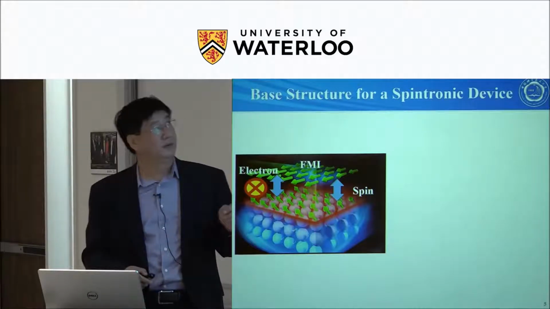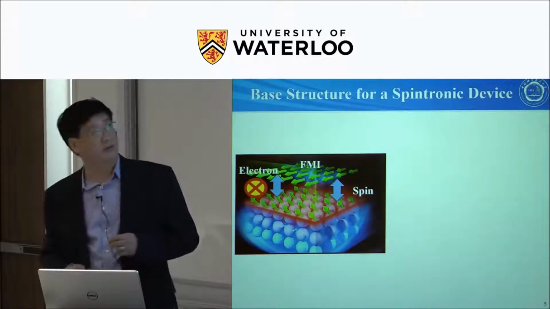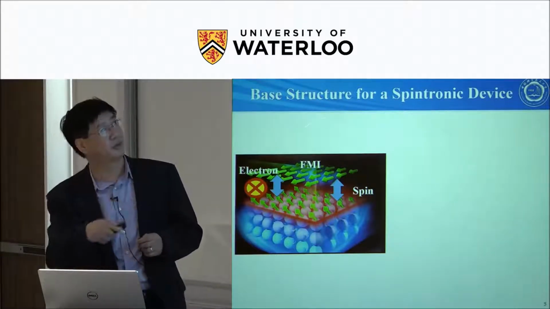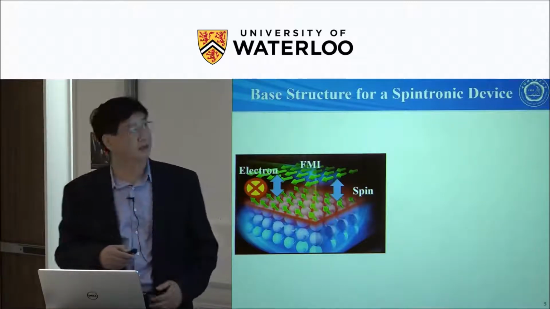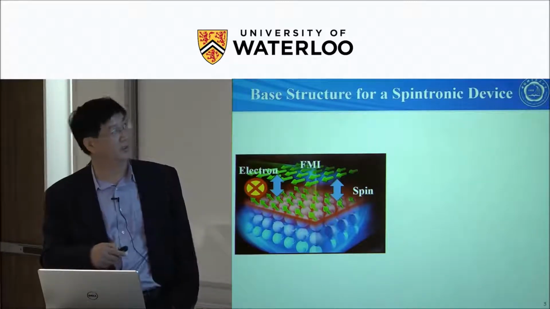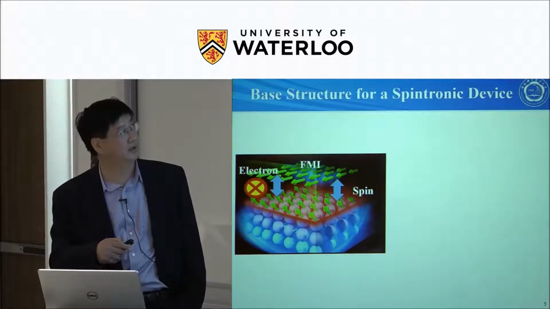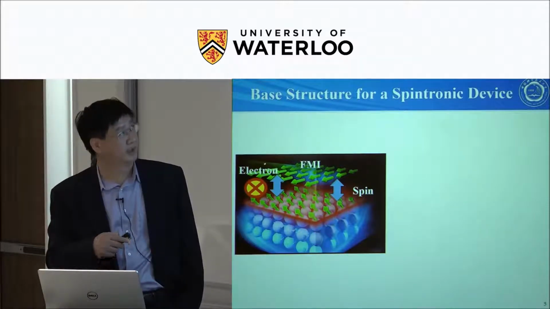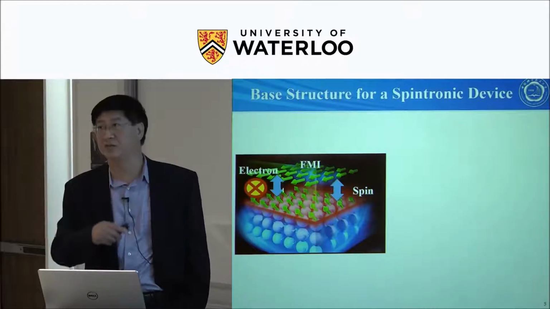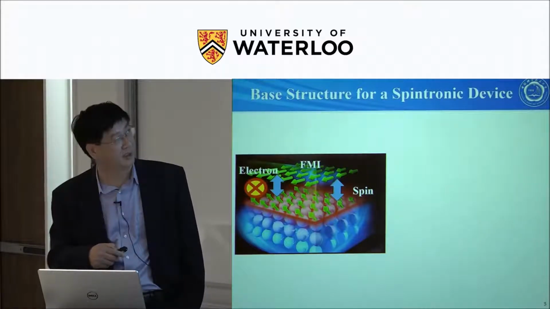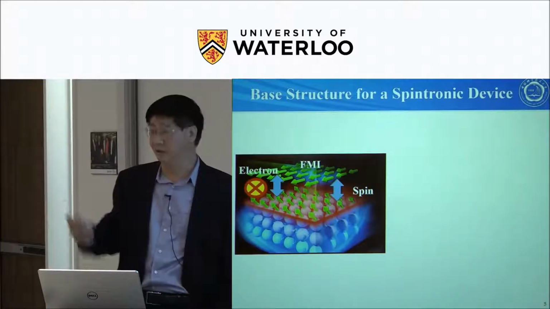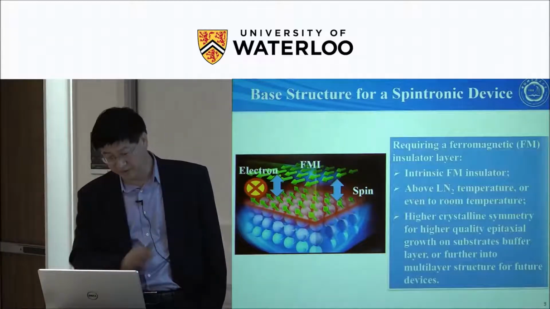Then we give the second example. This is the best structure for a spintronics device. We need a base layer, then a ferromagnetic insulator layer that electrons can pass through, then something called a block, which carries the spin states. So this is the best structure.